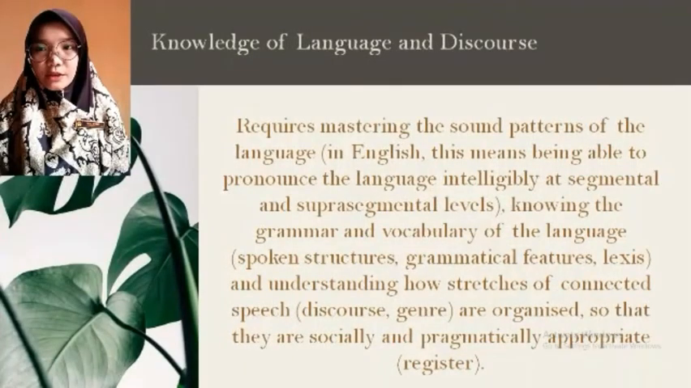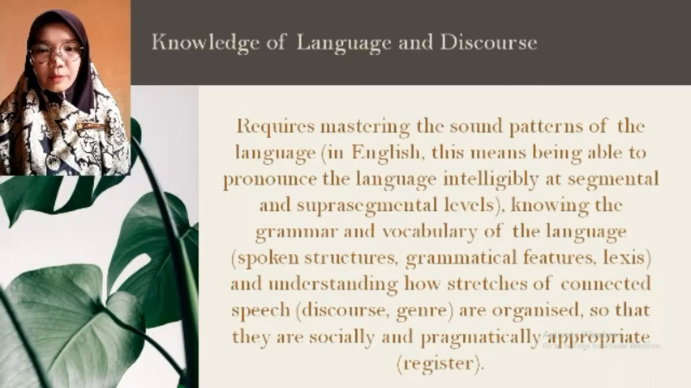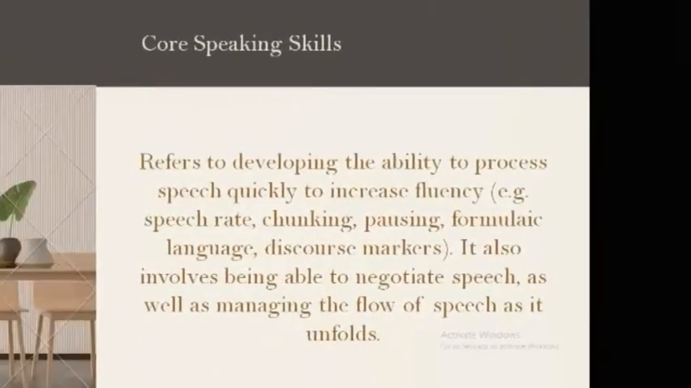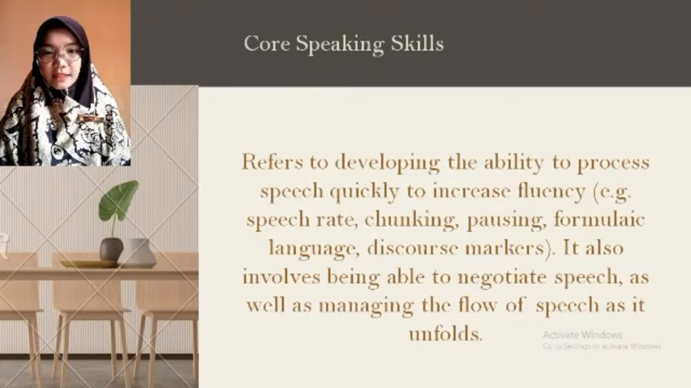The first, knowledge of language and discourse, requires mastering the sound patterns of the language. In English, this means being able to pronounce the language intelligibly at segmental and suprasegmental levels. Knowing the grammar and vocabulary of the language, such as spoken structure, grammatical features, and lexis. And understanding how stretches of connected speech, such as discourse and genre, are organized so that they are socially and pragmatically appropriate or registered. The second is core speaking skills.